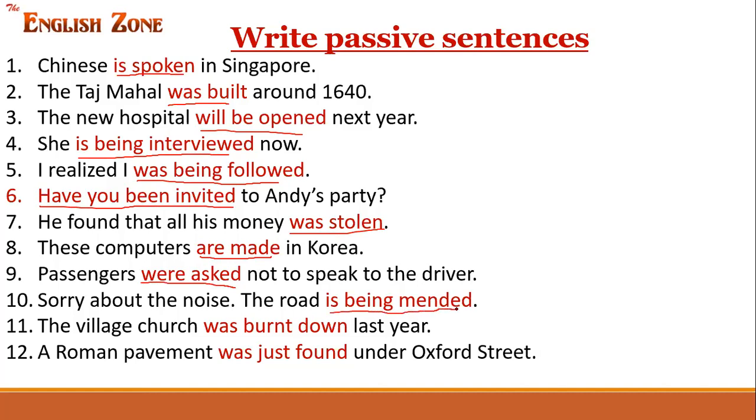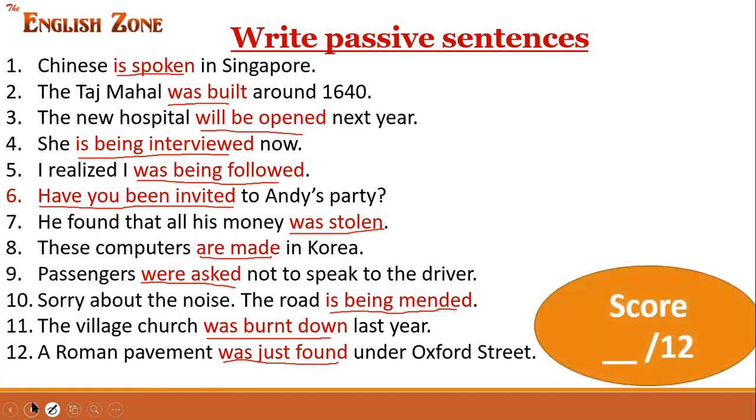The village church was burnt down last year. A Roman pavement was just found under Oxford Street. Out of 12, now let me know what your scores are. How much did you score out of 12? Let me know in the chat box how many you scored.